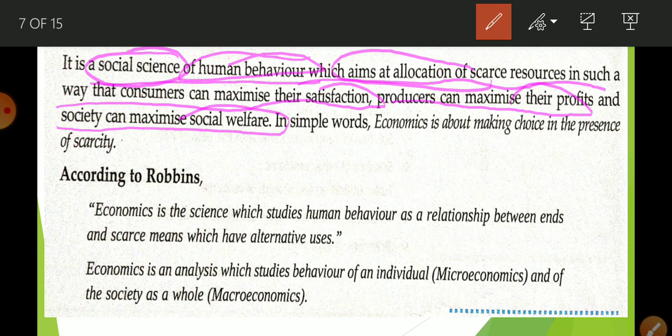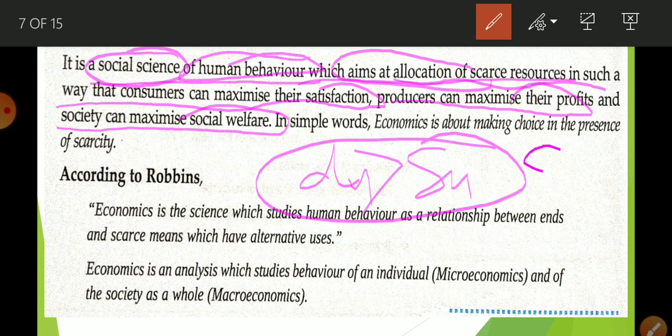What is its aim? Why are we studying economics? Its aim is the allocation of scarce resources. What do you mean by scarce resources? We are going to learn it in a further slide. But scarce resources means when demand is greater than supply of anything. This condition is known as scarce resources.